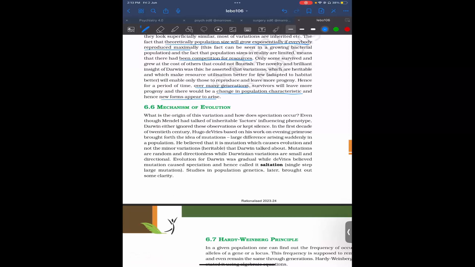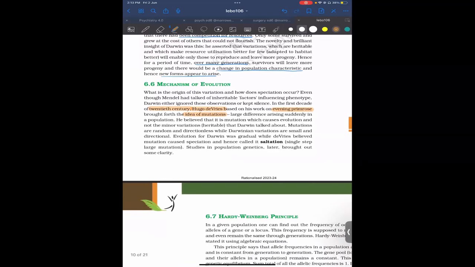Now means of evolution. इसमें फिर से कुछ साइंटिस्ट के नाम आते हैं. इसमें आएगा Hugo de Vries in the 20th century. He worked on evening primrose and brought forth the idea of mutation. He believed that mutation causes evolution and not the minor variations that Darwin talked about. Isne kya bola ki mutation evolution karwata hai, but Darwin ne kya bola, minor variations evolution karwate hain.